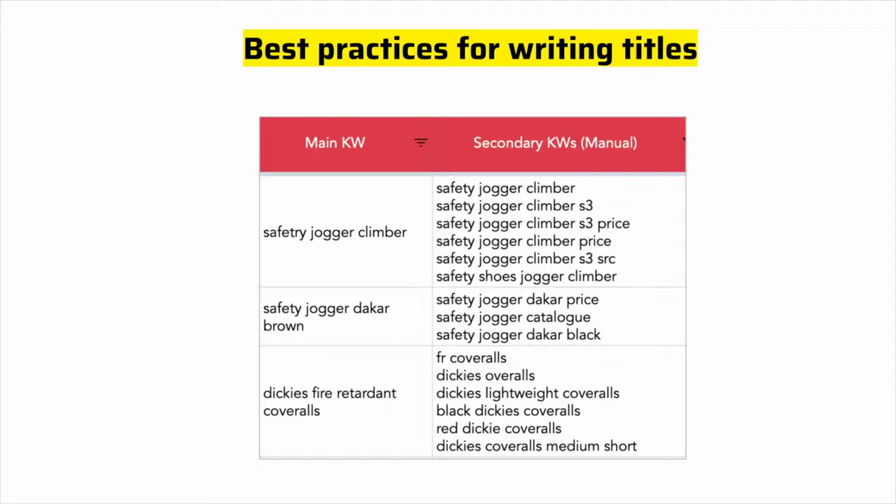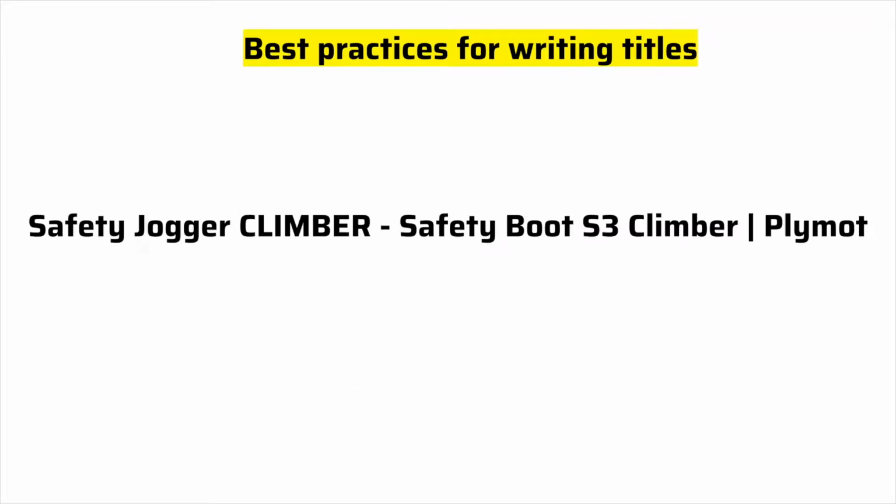So the way to do it is just to find a way of including these keywords into the title tag, and we are going to go through an example of that because I like to show you an example. So this is the way I come up with it for this website I'm talking about. Safety jogger climber, which is the primary keyword, and safety boots S3 climber, which is one of the secondary keywords. And like I said, the Plymouth, this is the name of the website. This is how to write a perfect title tag because it has the primary keyword, it has the secondary keyword, and it has the branding of the website.